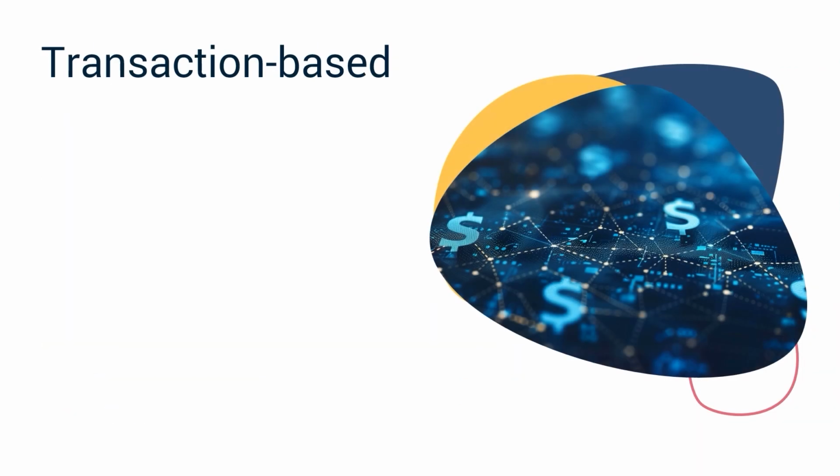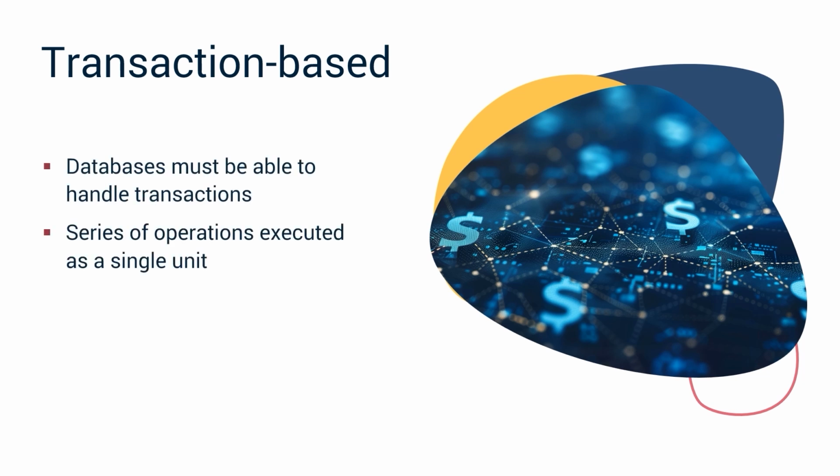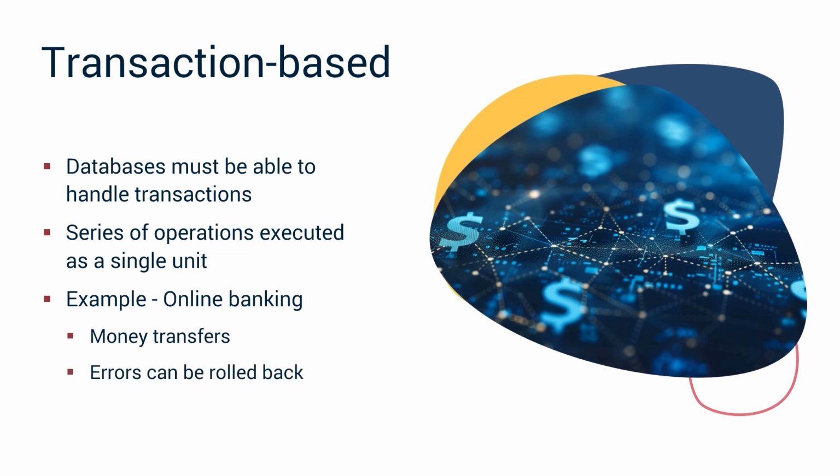One of the most critical aspects of databases is their ability to handle transactions. A transaction is a series of operations that must be executed as a single unit. For example, in online banking, the database ensures that both accounts are updated correctly when you transfer money from one account to another. If an error occurs during the transaction, the database rolls back the changes to maintain consistency.